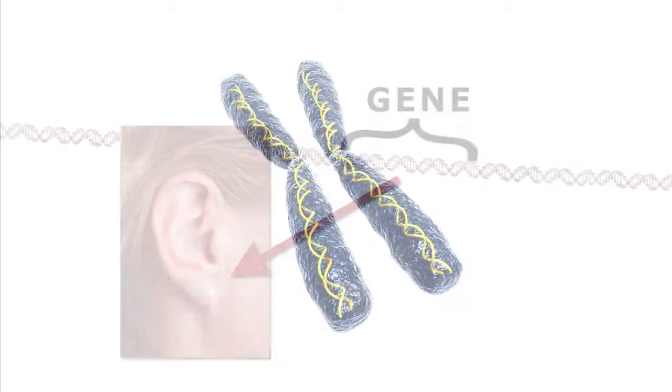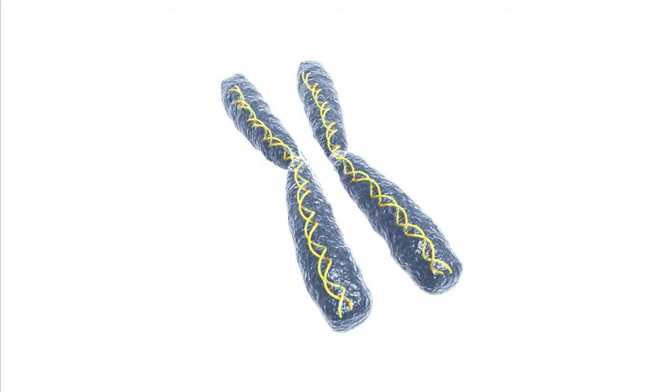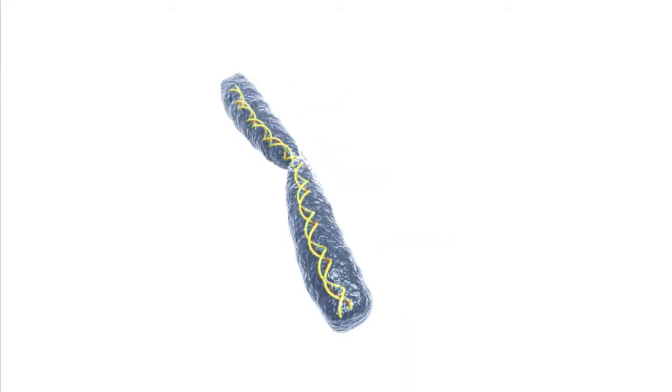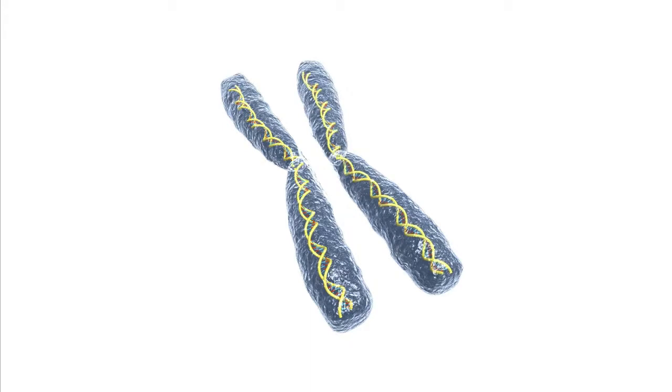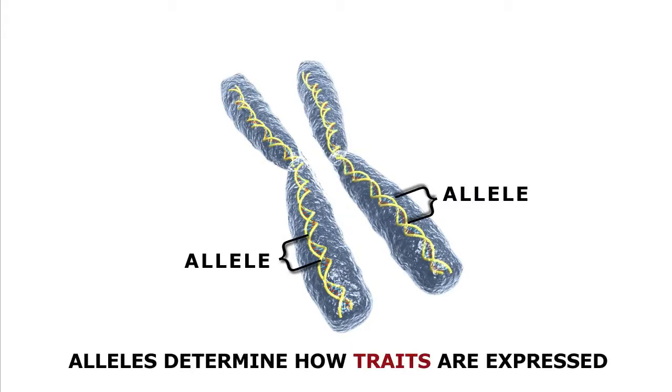Another interesting thing is that there are two copies of every gene. Remember that chromosomes occur in pairs. You get one from your mother and one from your father. The gene copies are known as alleles. The alleles determine how traits are expressed.